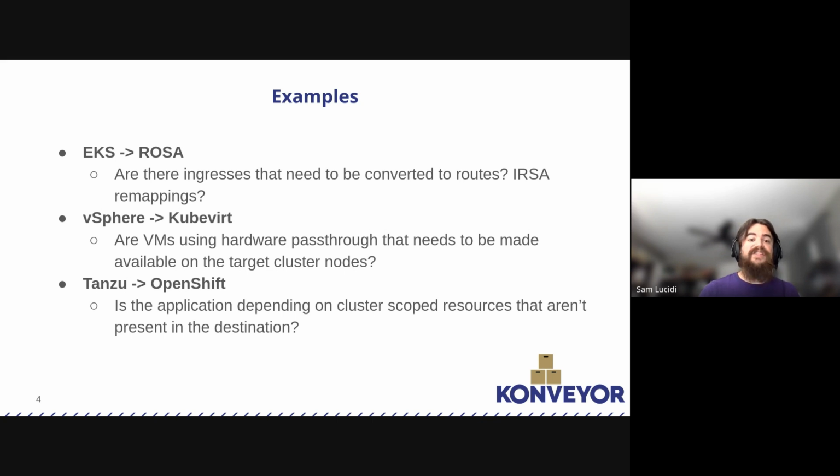If I'm going from vSphere to KubeVirt, a big thing there is the hardware differences between the hosts. If I have VMs that are taking advantage of GPUs that are on my vSphere ESX hosts, they're going to have to be present in KubeVirt, and that may require special configuration. And then I use the example here of Tanzu to OpenShift, but really this could be any cube to cube sort of thing. Is the application depending on cluster scoped resources or custom resource definitions that are not present in the destination, that are outside of the scope of the initial application?